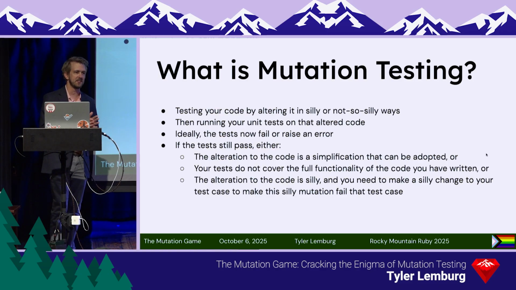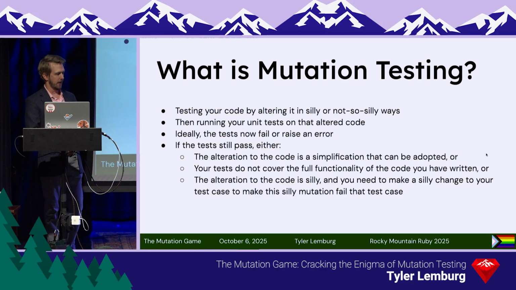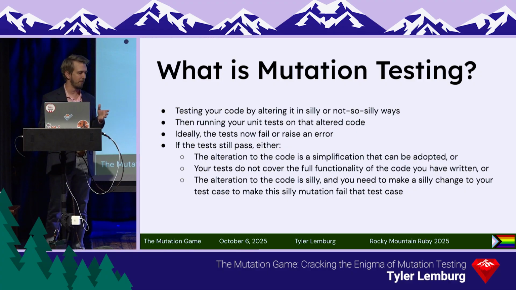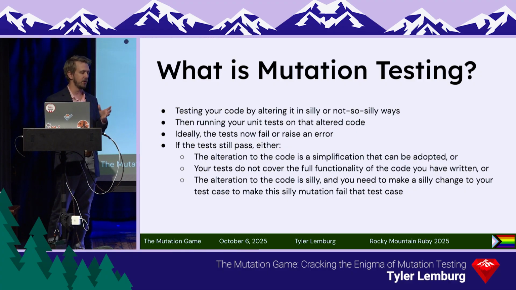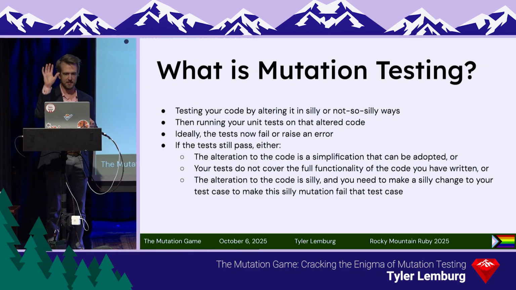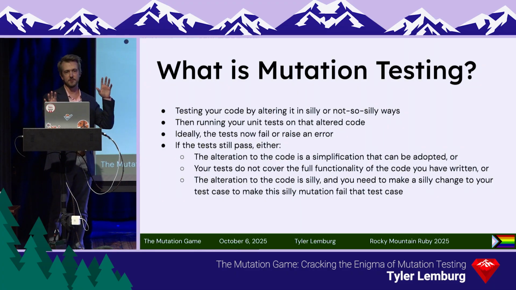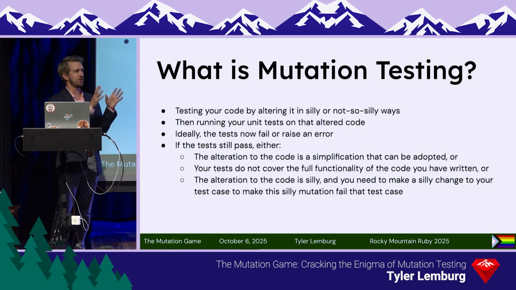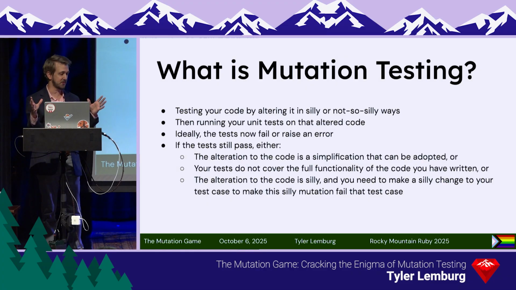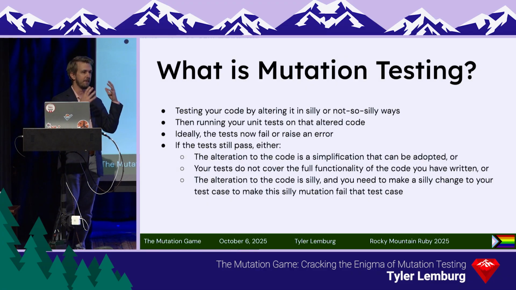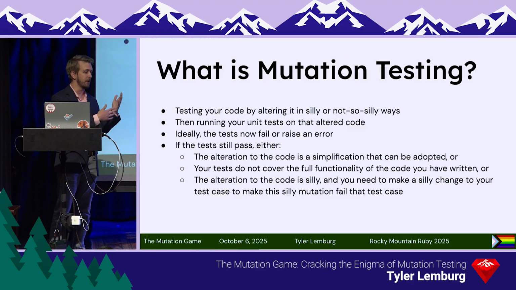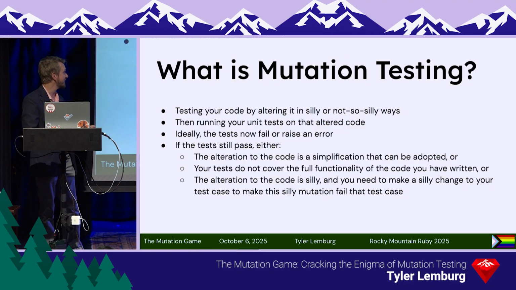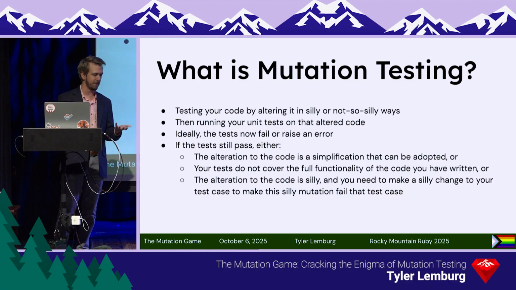All right, so let's lay out exactly what mutation testing is. It's basically you test your code by altering it in silly or not so silly ways. And then you're running your unit tests on that altered code. So you have your tests over here, which you have written, and you're using automatic tools to change up your application code and see if that will actually break your tests. Ideally, it does. Ideally, your tests will now fail or raise an error because you have tested the functionality that you're changing over here. However, if your tests still pass, then there's something that's happened.